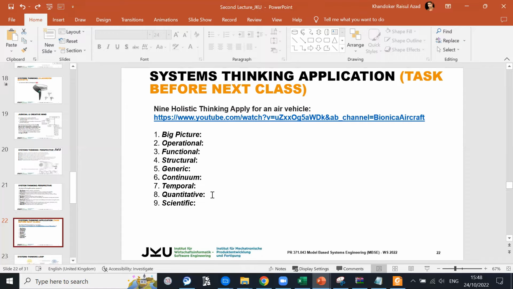This is more feasible. Normally when you do requirement engineering, this operational view is actually called the use cases, like for what purposes your product will be used. I'm just trying to connect. Then structural, functional. How many seats it should have? I would say not seats, I think capacity.